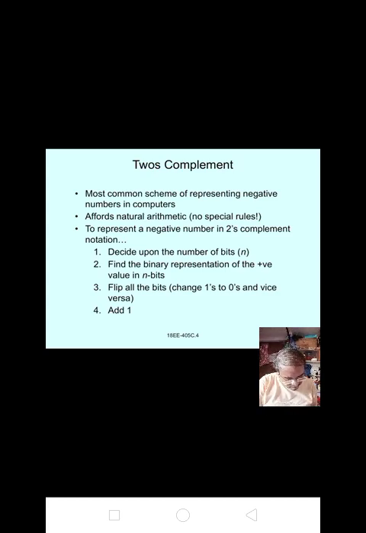See here. You want to add this and do the 1's complement. See, first add. Next, 1's complement.